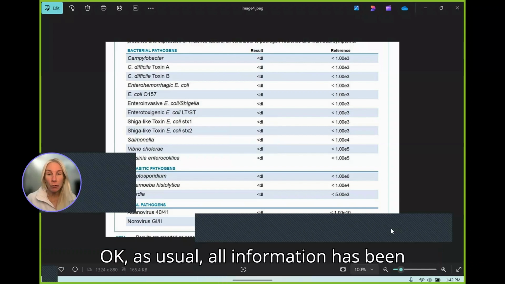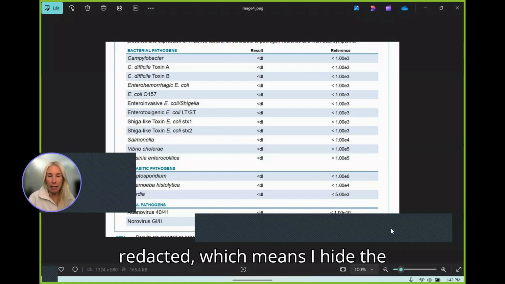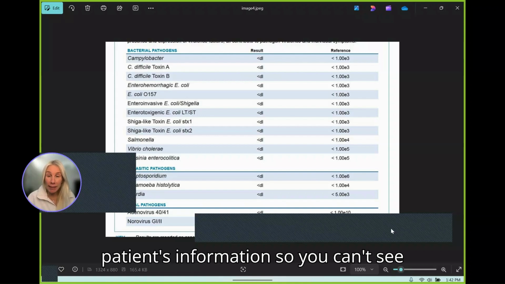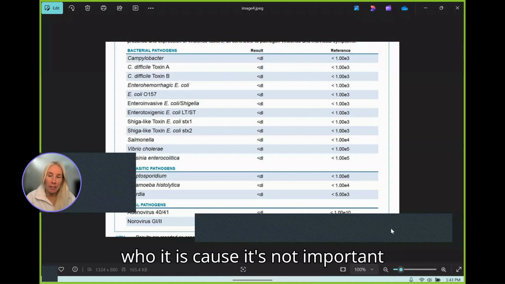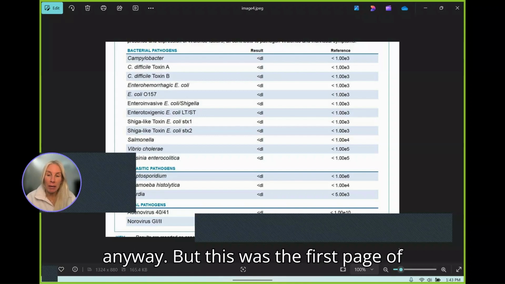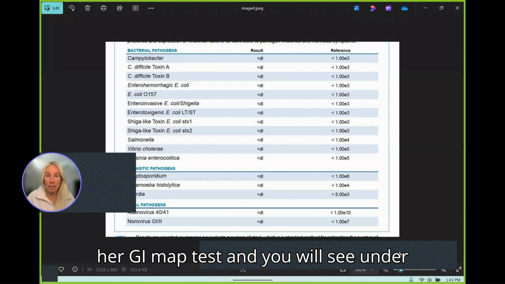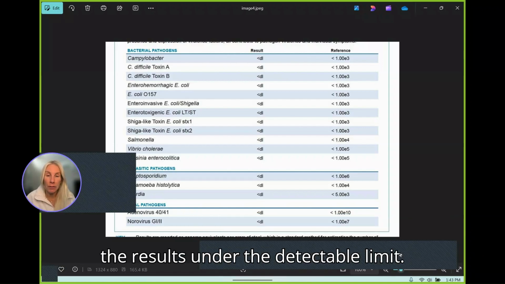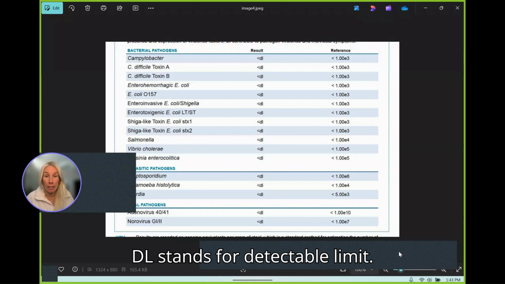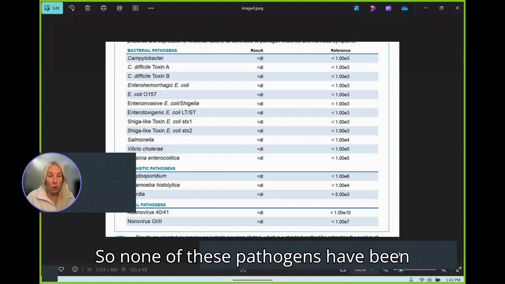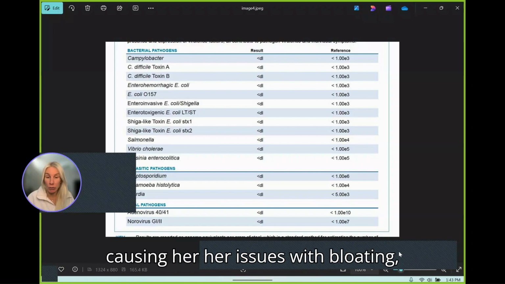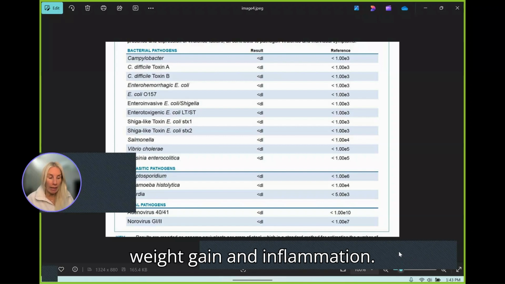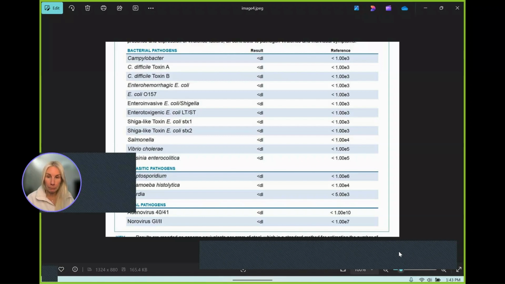As usual, all information has been redacted, which means I hide the patient's information so you can't see who it is, because it's not important anyway. But this was the first page of her GI map test, and you will see under the results, under the detectable limit, DL stands for detectable limit. So none of these pathogens have been causing her issues with bloating, weight gain, and inflammation.